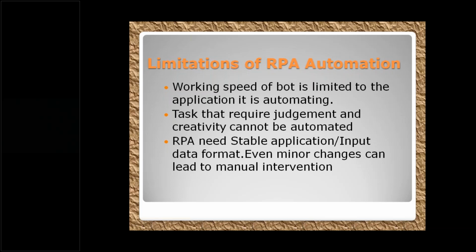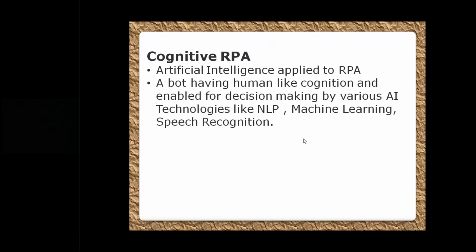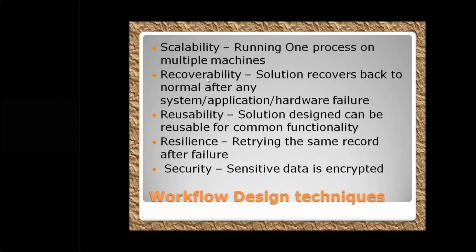But if you see IPA, intelligent process automation, in that we can use algorithms, Python and machine learning to make the robot learn from previous patterns. So that is the next phase where the RPA limitation has been minimized. This is cognitive RPA, where we are using NLP, machine learning, speech recognition, chatbot, OCR techniques, and all of that stuff. Then these are the various design techniques supported by RPA. In class, I will discuss this in detail.